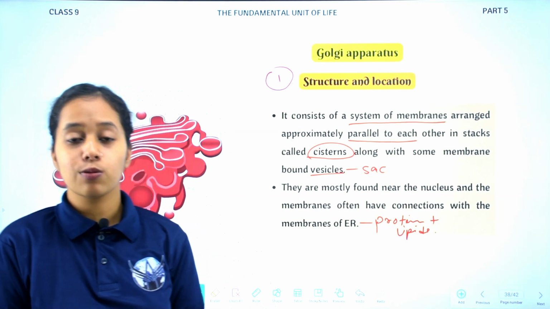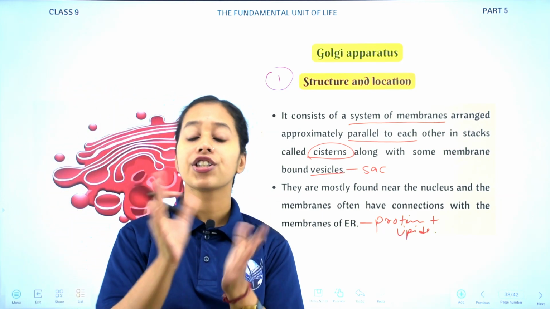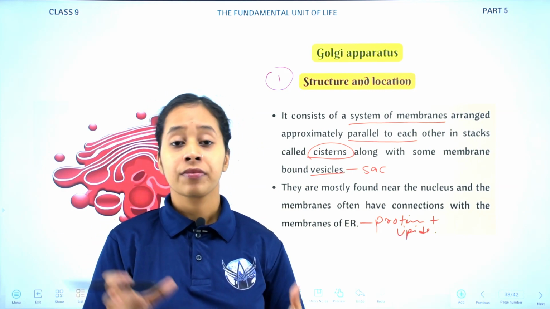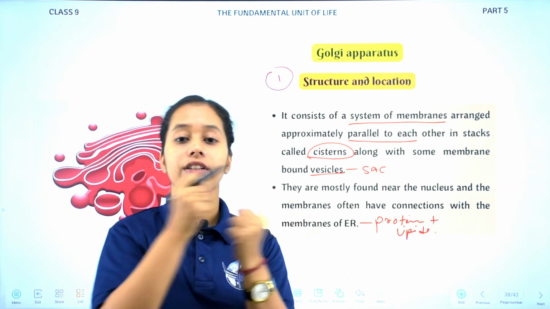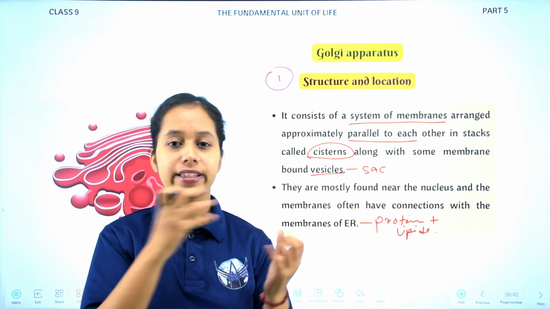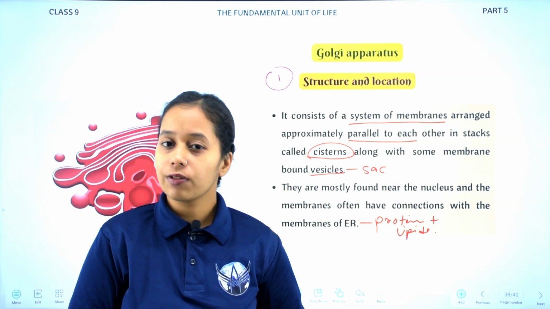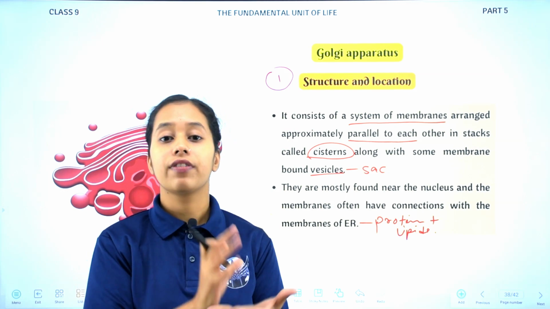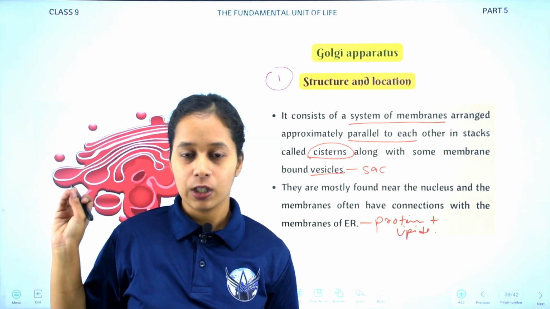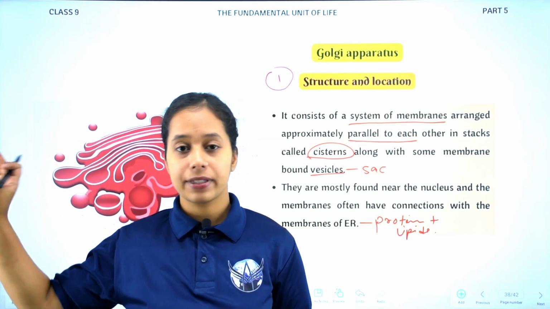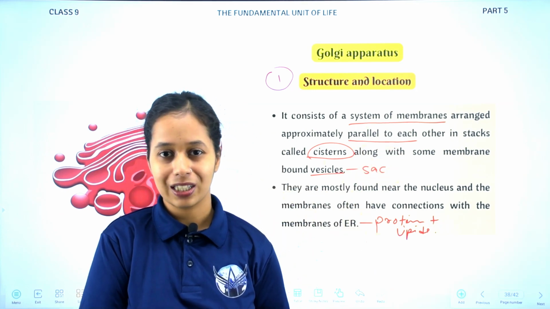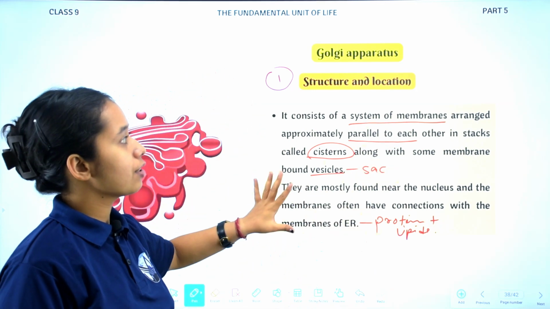Inside the Golgi apparatus, what happens? Transformation takes place, modification takes place. After modification, the vesicles will again take up the modified substance, and they will either take it to the plasma membrane or the cell membrane, or to some other cell organelles. Okay, so this is about the structure and location.